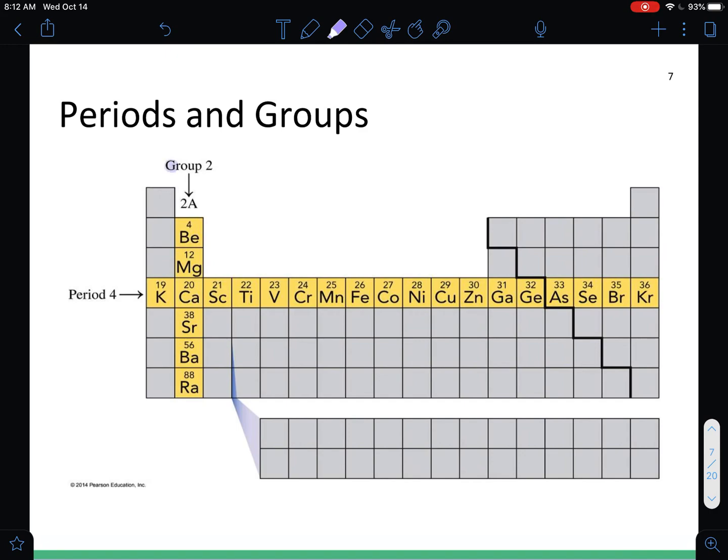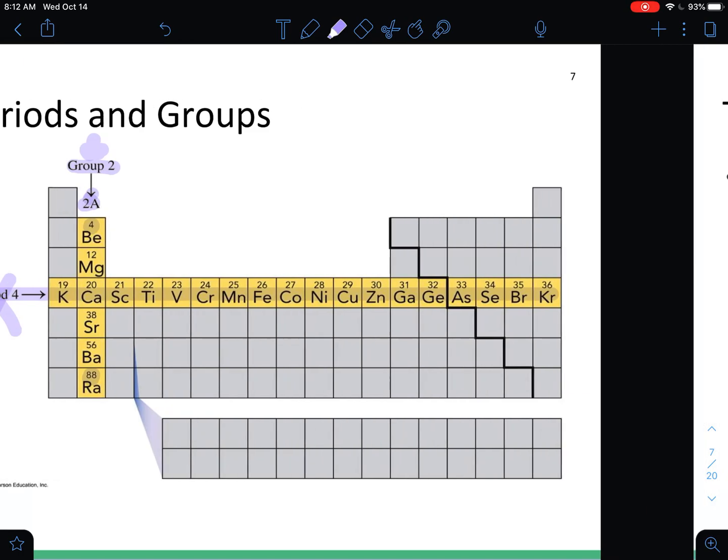So here's an example, group going up and down. This is group 2, starting at 4 and going down to 88. Period 4 goes from 19 all the way through 36. So period 4, these elements do not have similar properties. They do have the similar energy level. But group 2, these elements will have similar properties with one another.